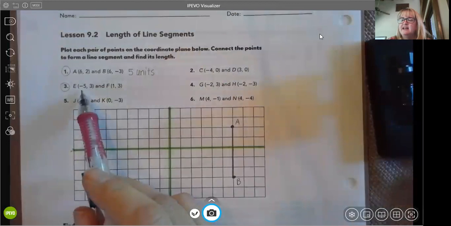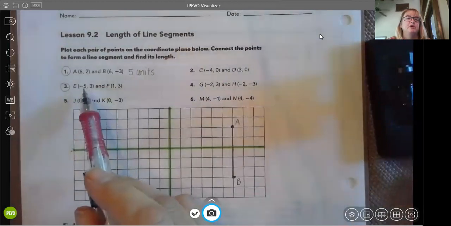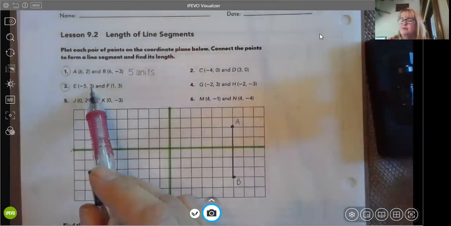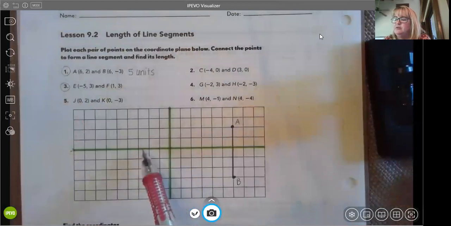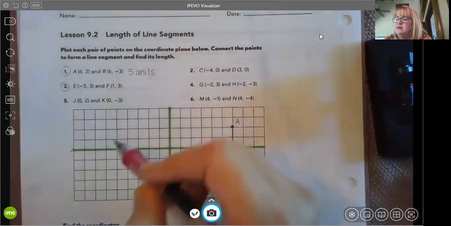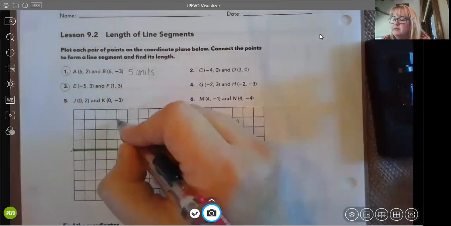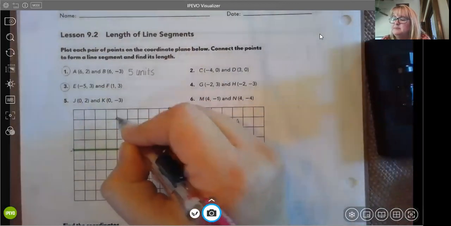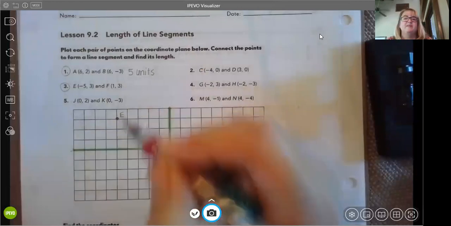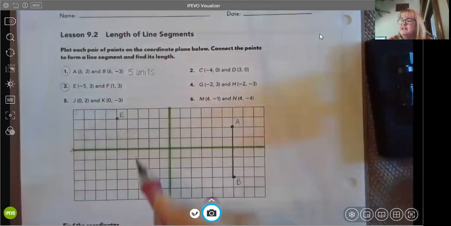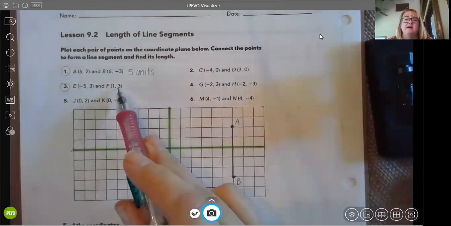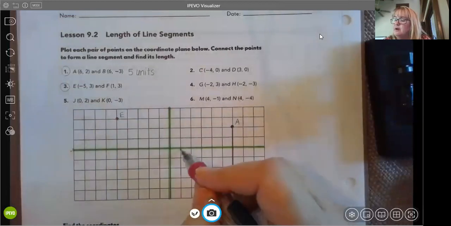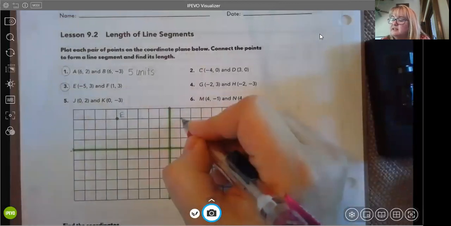Point E is negative 5 and 3. So we're going to go backwards 5, up 3. So start at the origin, back 5. 1, 2, 3, 4, 5, up 3. 1, 2, 3. All right, this is point E. Point F is at 1, 3. So we're going to go over 1, up 3. So go over 1 and up 3. And this is F.